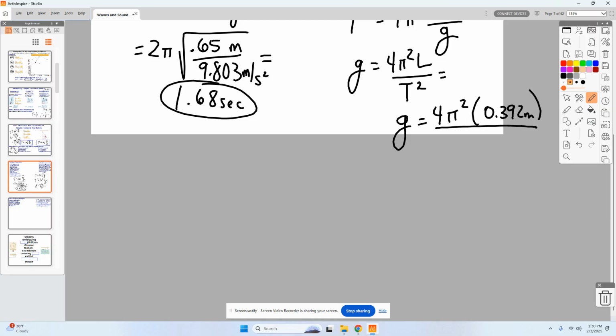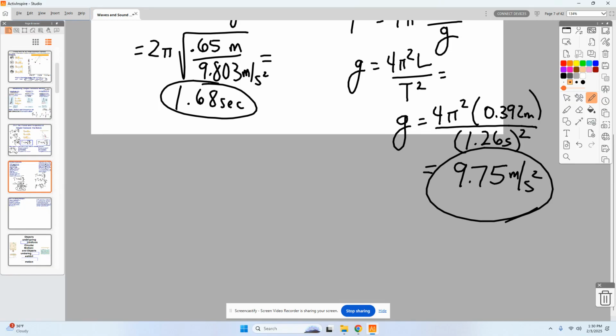They measure the period to be what? 1.26 seconds. I'm going to square that. And sure enough, I'm getting values for G, the units for G, to be meters per second squared, which is what I should expect. What do we get for that value for G? One more time? Exactly? 9.748. Okay, 9.75 meters per second squared.